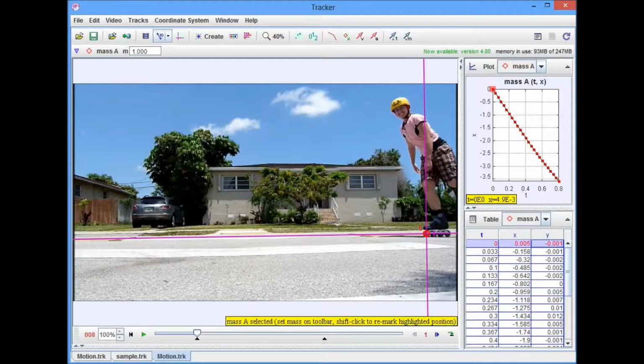To provide Tracker with a scale, I measured the distance between the front of the front wheel and the back of the back wheel to be 34 centimeters, and I put the scale bar in Tracker as demonstrated here. Let's play the Tracker analysis.